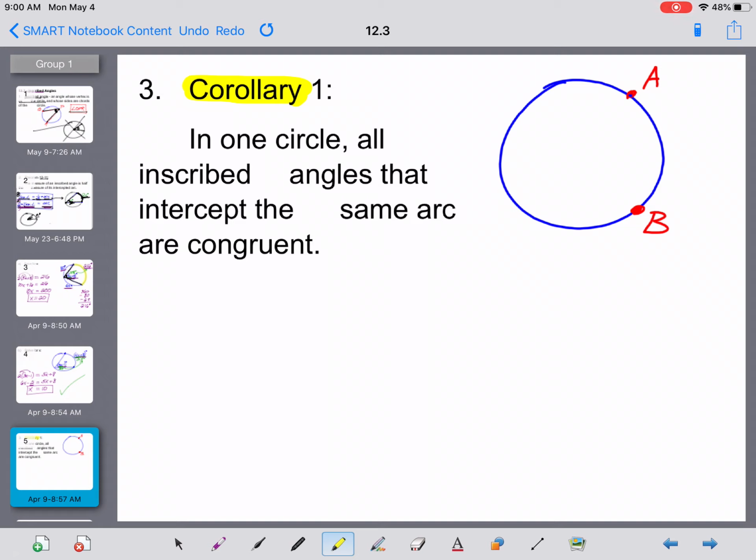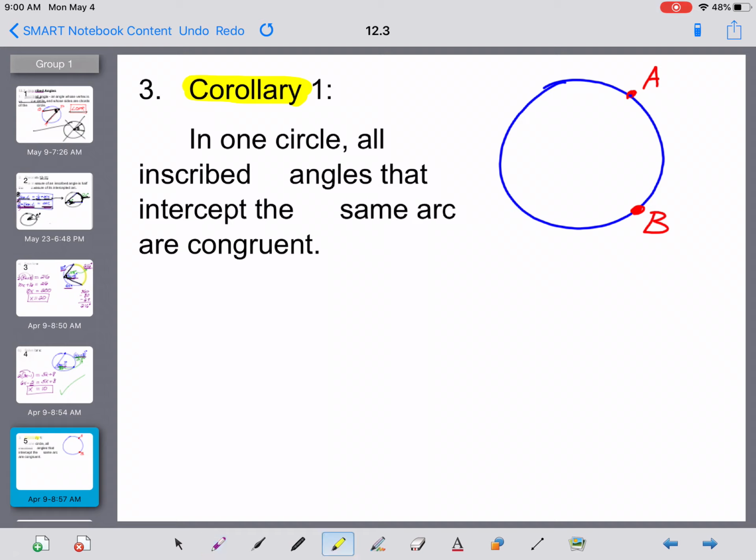The difference between a corollary and a theorem, though, is that a theorem is important enough really to be freestanding. A corollary is kind of this minor thing that just latches on to an existing theorem and isn't important enough to exist on its own. I always think it's like a parasite, okay? But it's still true. So let's talk about it. A corollary says that in one circle, all inscribed angles that intercept the same arc are congruent.